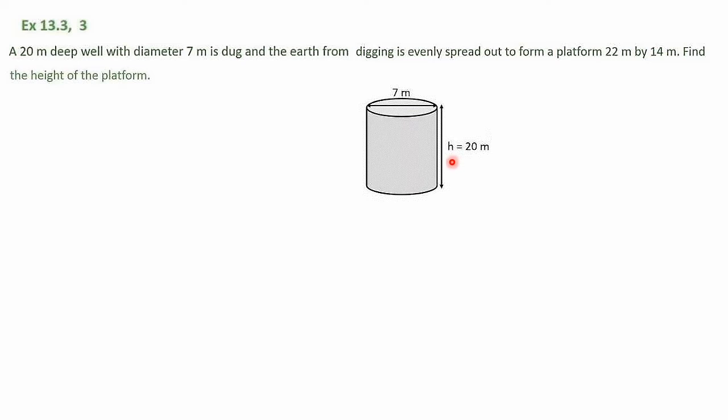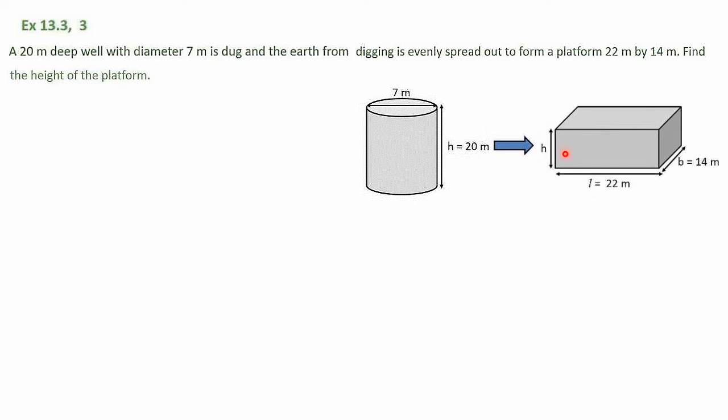So here it is mentioned as deep or depth. The height is 20 meter and the diameter is 7, which means the radius is 7 by 2. Whatever earth we are taking out from the well, we are putting it outside and making a platform in the shape of a cuboid. Length is 22 meter, breadth is 14 meter. Height is missing, that we have to calculate.